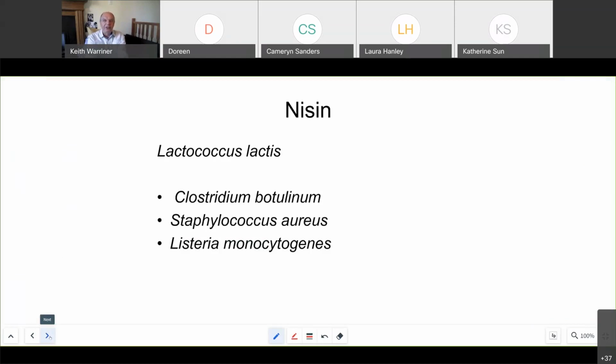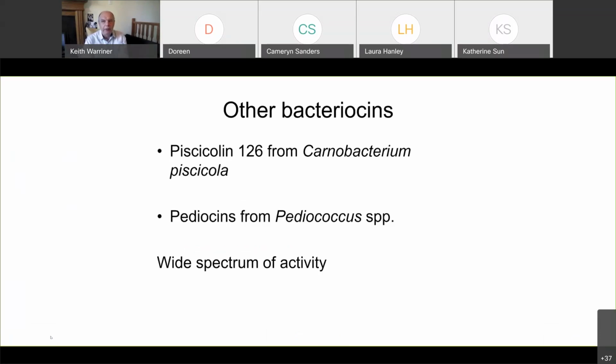Nisin's been in the market for around about 25 years now. It's one of those antimicrobials that you hear a lot about, but I never see it in many products, and there's reasons for that. But certainly it's used against Listeria, Staphylococcus, Clostridium, gram-positives, in order to inhibit them. And it goes under different trade names, which probably disguises it a lot of the time. You do get resistance to nisin and things like that. So people are always on the hunt for other bacteriocins, and as I mentioned, what they're looking for is this sort of wide spectrum activity.